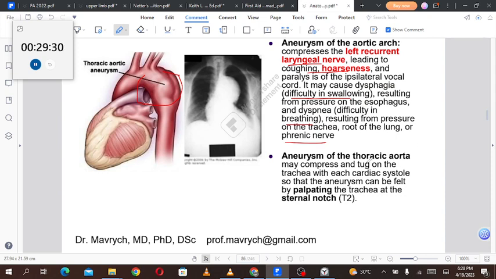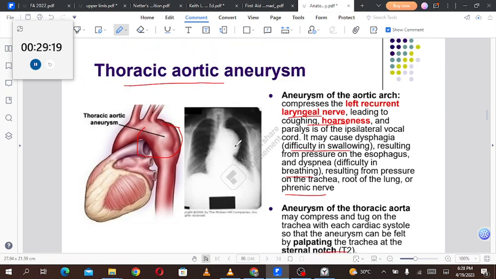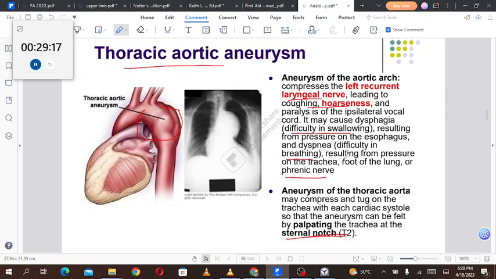Aneurysm of the thoracic aorta may compress and tug on the trachea with each cardiac systole, so that the aneurysm can be felt by palpating the trachea and the sternal notch. So you can palpate the trachea and sternal notch, because this aneurysm will be tugging on the trachea with each heartbeat. So this is thoracic aortic aneurysm, and you can see it on the X-ray as well.